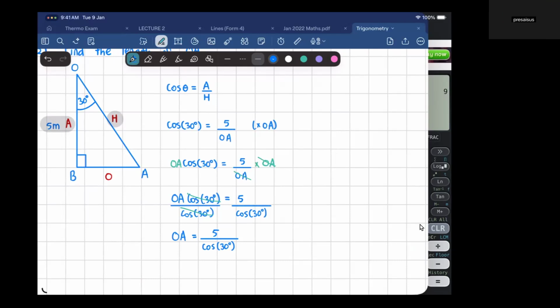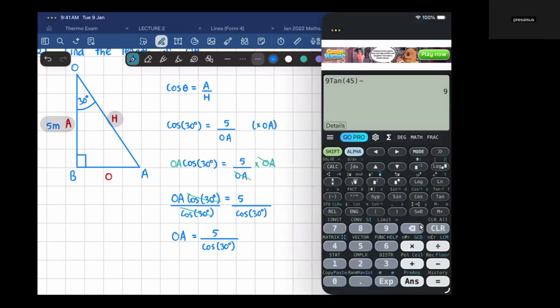So will it be 5 divided by cos 30? Yeah, so in the calculator, I'm going to assume most of you all have a Sharp. If most of you all have a Sharp, this is what we're gonna do. You're gonna put 5 divided, right? Open bracket. Actually, try without the open bracket first. Just put 5 divided. You're gonna press cos, then you're gonna press 30, close bracket, and you should get 5.77.